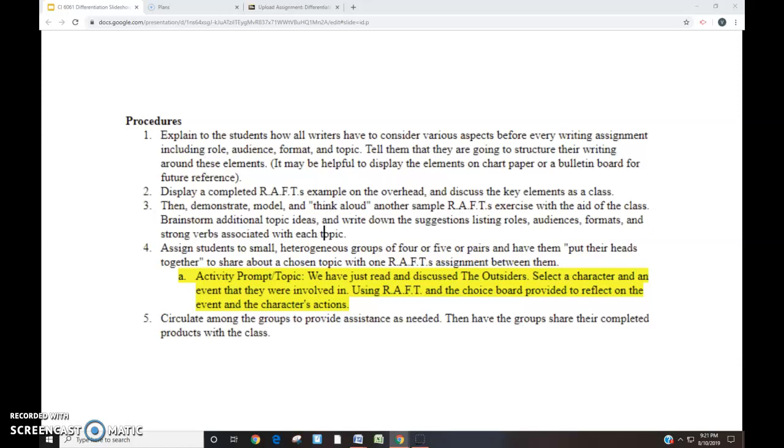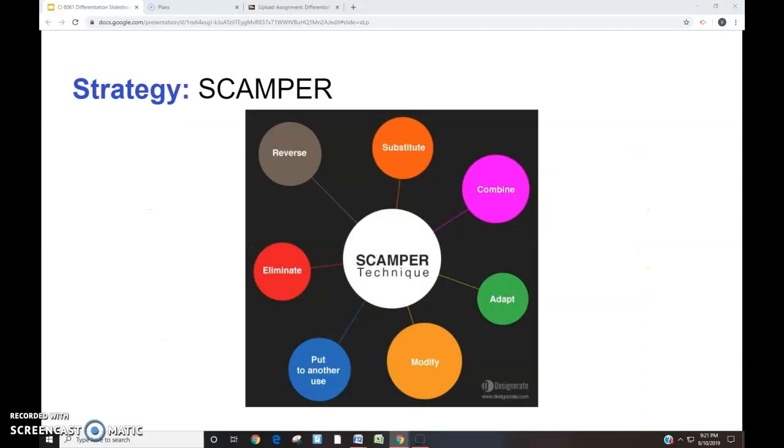A key question for teachers is, how would students utilize or work with RAFT in your classroom? SCAMPER is our final differentiation strategy that can be applied to all core content areas. SCAMPER stands for substitute, combine, adapt, magnify or modify, purpose, eliminate, and rearrange.